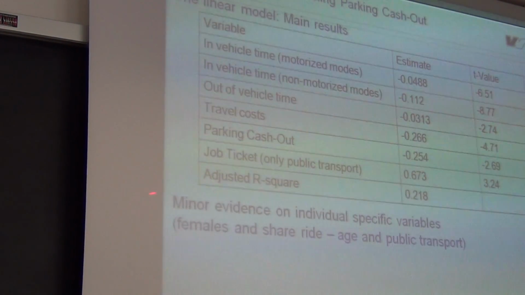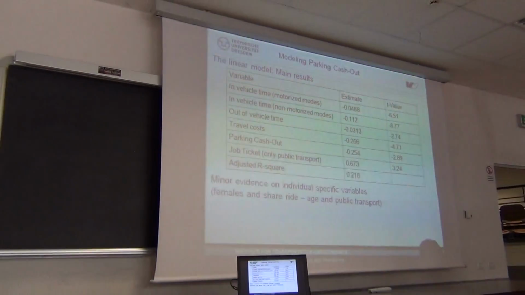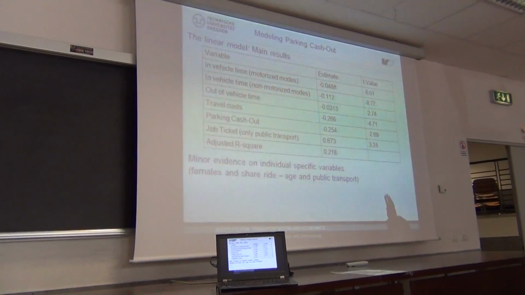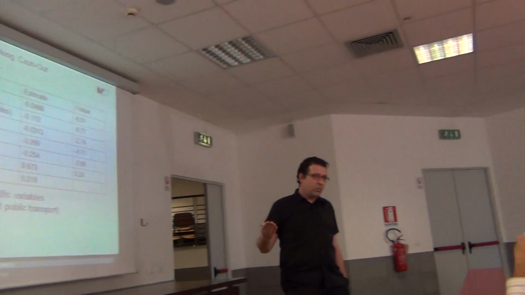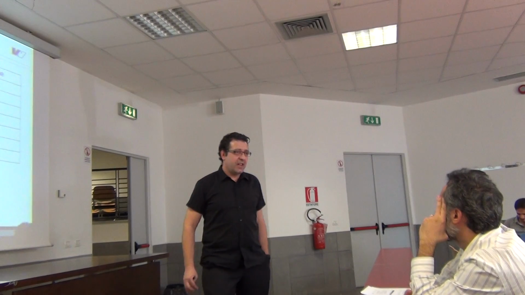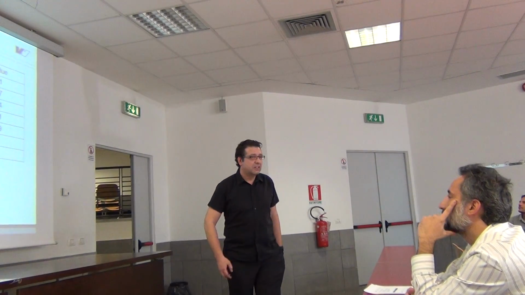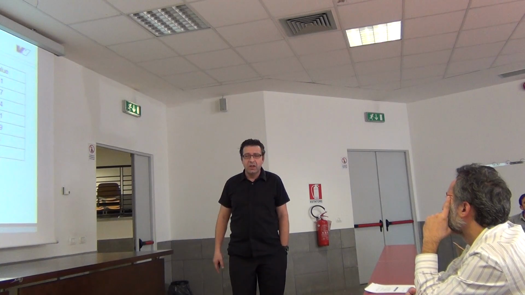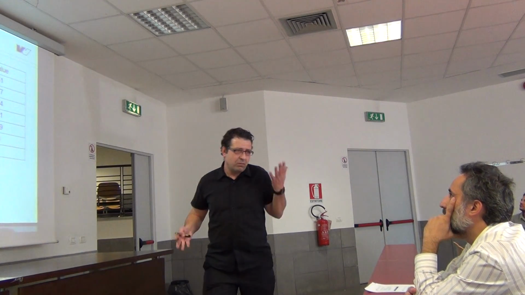So what comes out seems to be logical. We find also minor evidence for individual specific variables such as income and so on. And alternative specific constants, I haven't put them in there, but they are just logical. We set the constant of the car to 0, and the other ones were negative. For shared ride, it was no significance at all. So it seems to be logical. That's why I don't present.